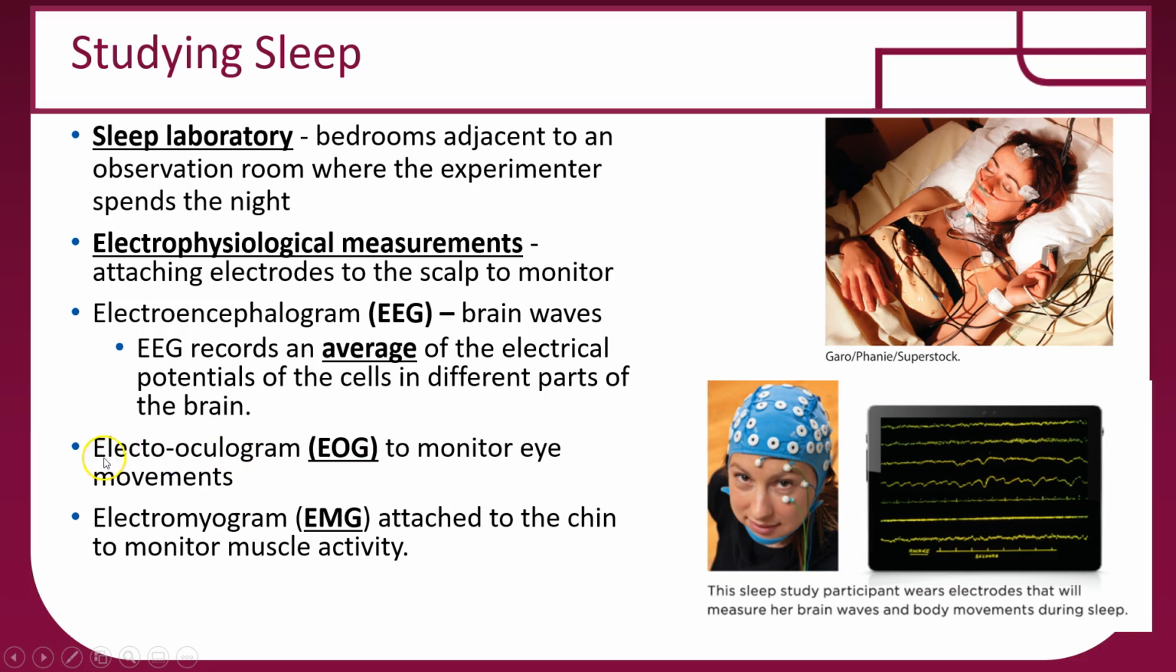We also measure eye movements with an electrooculogram or an EOG, and so they put some electrodes around your eyes to measure eye movements. And then EMG, this is an electromyogram that attaches typically to your chin, and that monitors muscle activity.